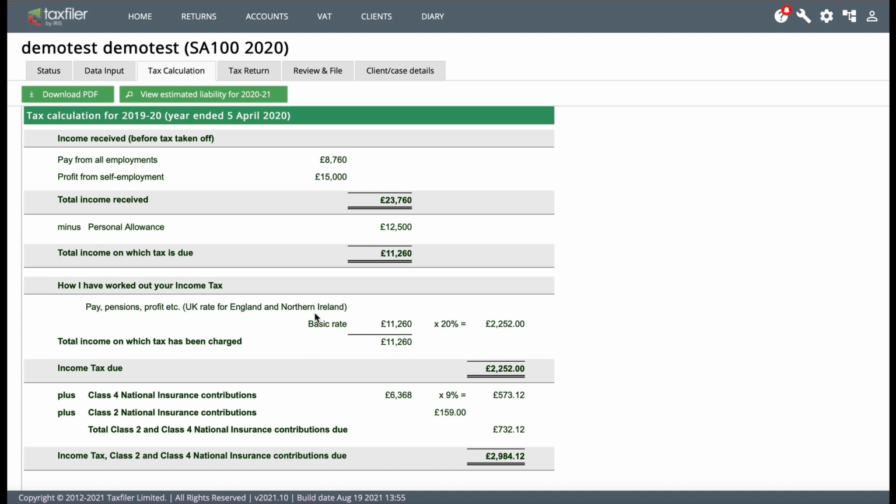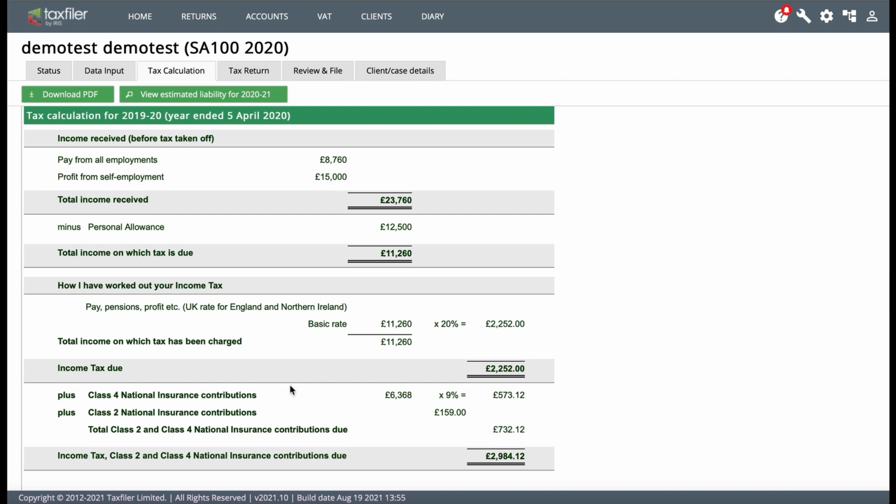So if we go down to the tax section here, now you usually pay a basic rate of 20% of tax on your earnings. So it says here basic rate on 11,260, which is that figure there, because we've already taken off the personal allowance. So what we pay tax on is our income less the personal allowance, which is 11,260. So there we go, the basic rate of tax on this calculation is 11,260 at 20% basic rate, which is £2,252. So on that income there, we'd pay £2,252 income tax.